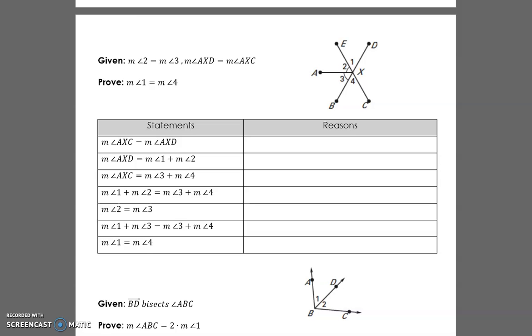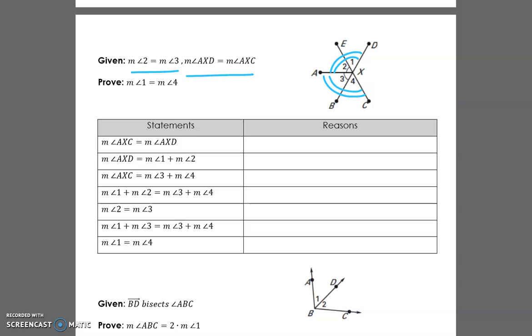Hey guys, on this flipped lesson, we are going to work on guided proofs as they relate to angles, okay? Let's get started with the first one that we see. They are telling us that the measure of angle 2 is equal to the measure of angle 3, which is already indicated in the diagram. Then they tell us that the measure of angle AXD, this angle, is equal to the measure of angle AXC. So this one right here, and I'll use a double arc since the single arc was already taken.